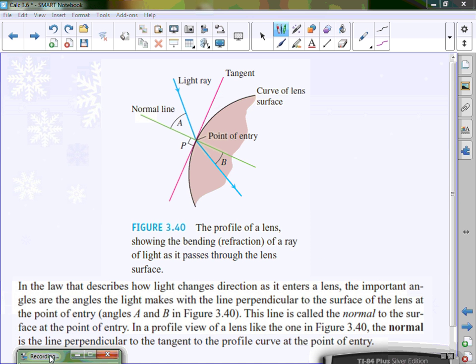All right, in the picture, this is how light passes through the lens of a surface. There's our tangent line, the curve of the surface, the point of entry. This is called the normal line. It would be from the radius to the tangent extended out. The law describes how the light changes direction as it enters a lens. I'm not going to sit and read everything. You guys can read yourselves. But in other words, the big thing I want you to know about is that normal line.